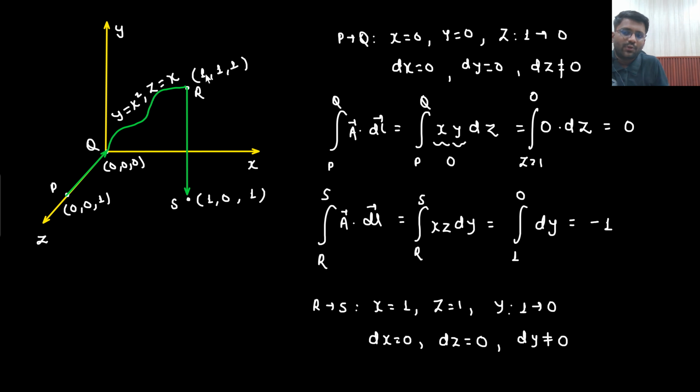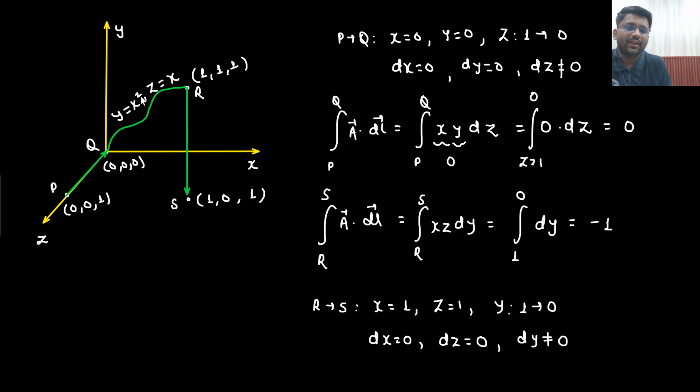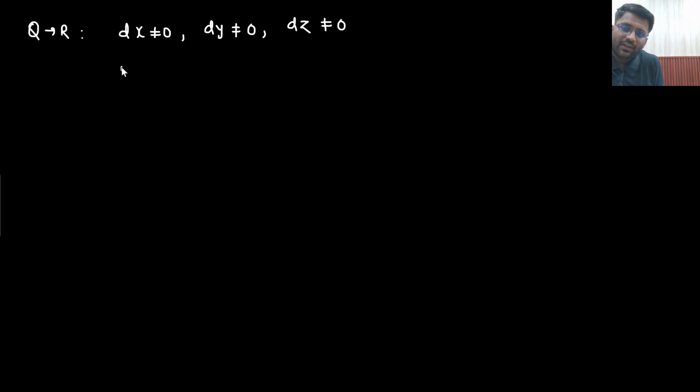Now what is left? From Q to R. When you are moving from Q to R, everything is changing. Sir, X is also changing, Y is also changing, and Z is also changing. Dx also changes, dy also changes, and dz also changes. We need to write down everything in one equation. What is the equation of this line? Y equals x square, Z equals x.